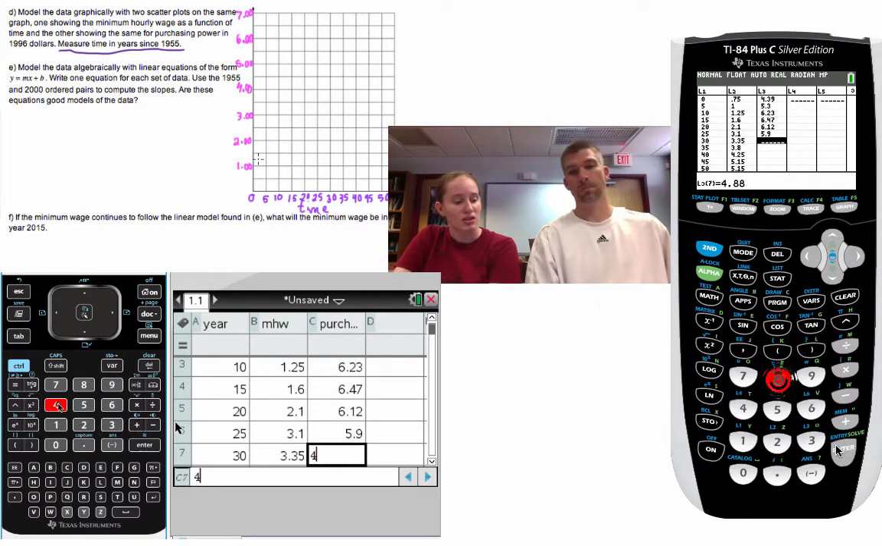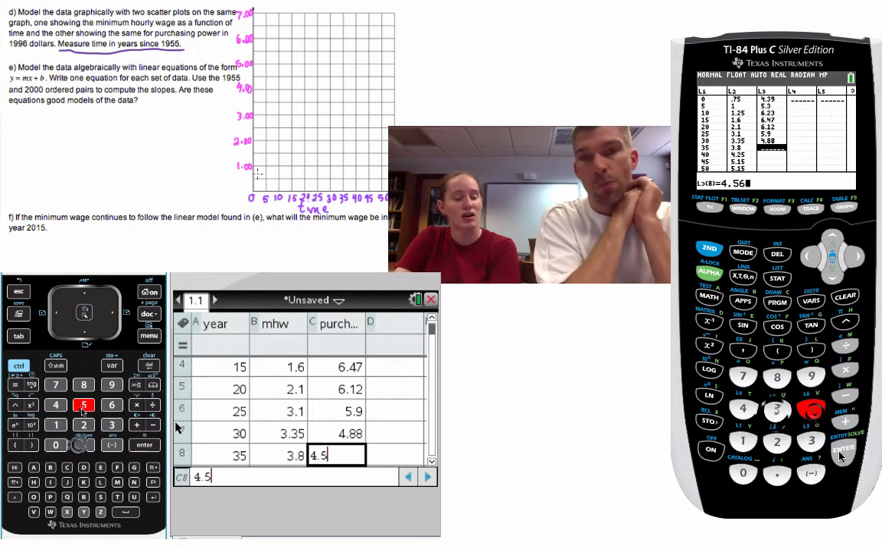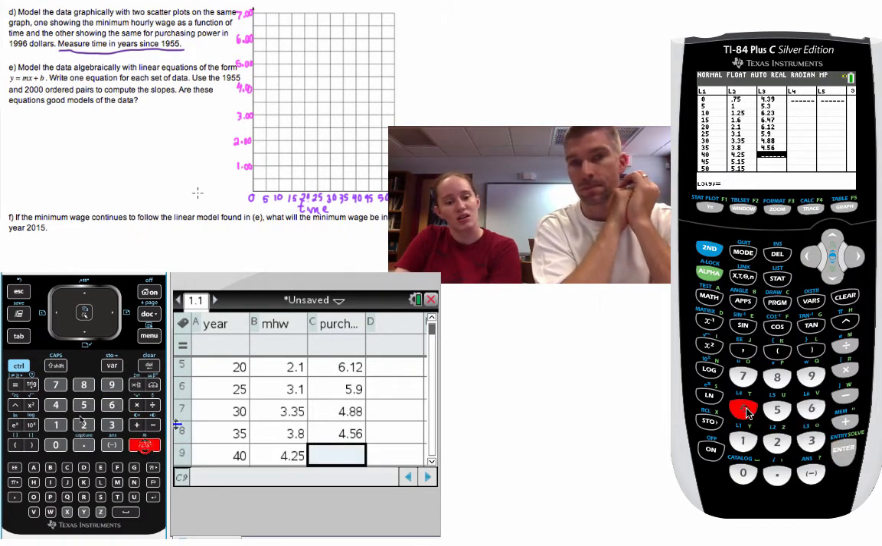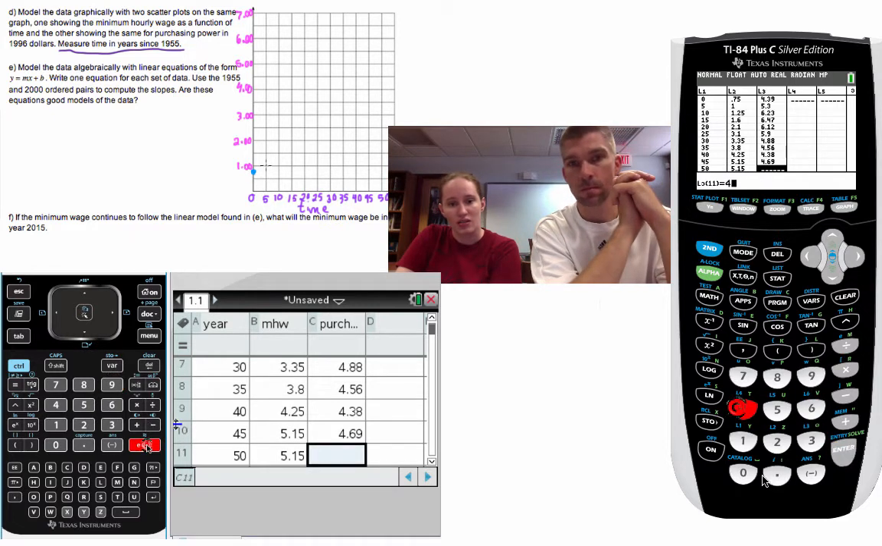When you're on your calculator and you're doing this, there's a way to set it up to where there's two different kinds of marks going on. So on 1955, which is at 0 years, we're at 0.75. That's right there. And then 5 years later, we're at $1. And then we're at $1.25.